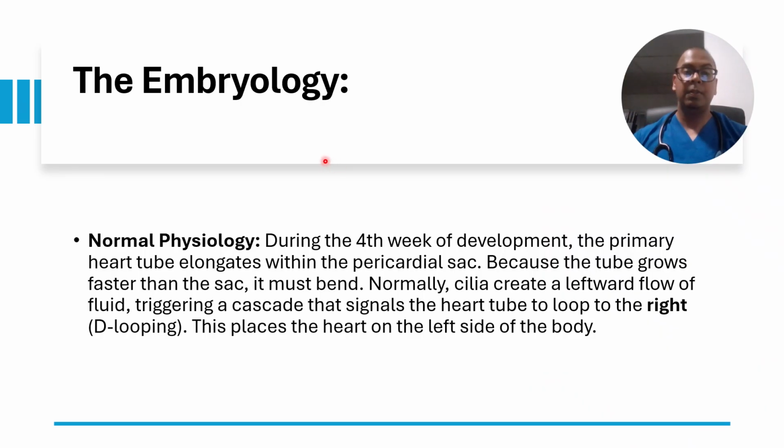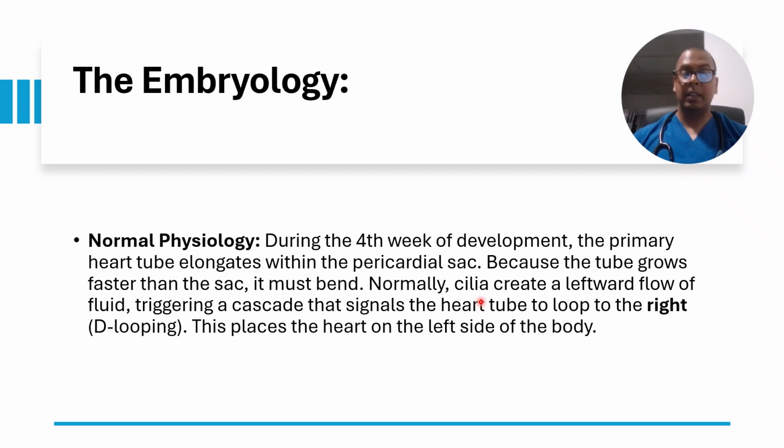All right, so let's review the embryology of dextrocardia and Kartagener syndrome. This is the stuff that you'll need to know for the exams. So let's look at normal physiology. During the fourth week of development, the primary heart tube would elongate within the pericardial sac. Because the tube grows faster than the sac, it must bend.